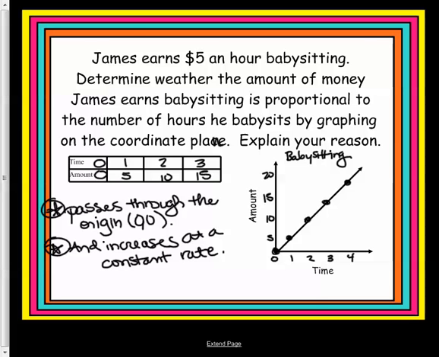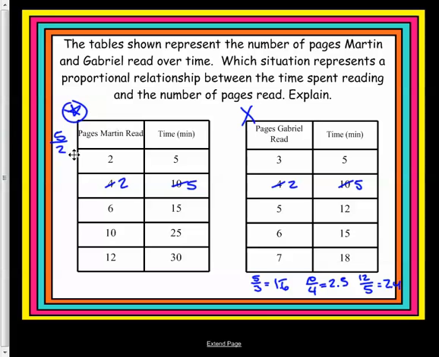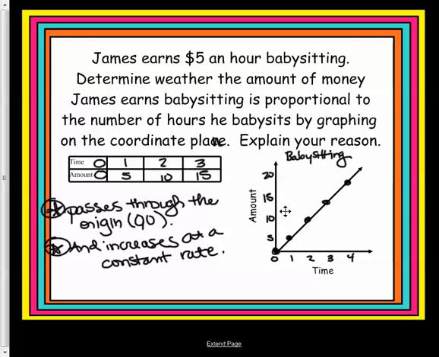So if we look back to our tables like this one, if we went back 5 each time, let me erase this work right here. If it went back 5 each time, it eventually would get to 0, right? This one goes back 2 each time and it eventually gets to 0. So when he started, he had read no pages. And if we look here at this table and this graph, it has to pass through the origin and increase at a constant rate.